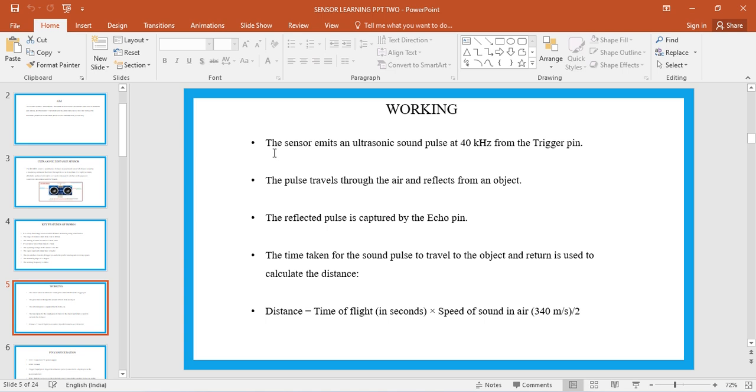Seeing the working, the sensor emits ultrasonic sound waves at 40 kHz from the trigger pin, and the pulse travels through the air medium, hits the target, and is reflected back from the target. It reaches the echo pin, and with the time, the sensor calculates the distance between the source and the destination. Here is the formula to measure the distance: time of flight times the speed of sound in air, divided by 2.